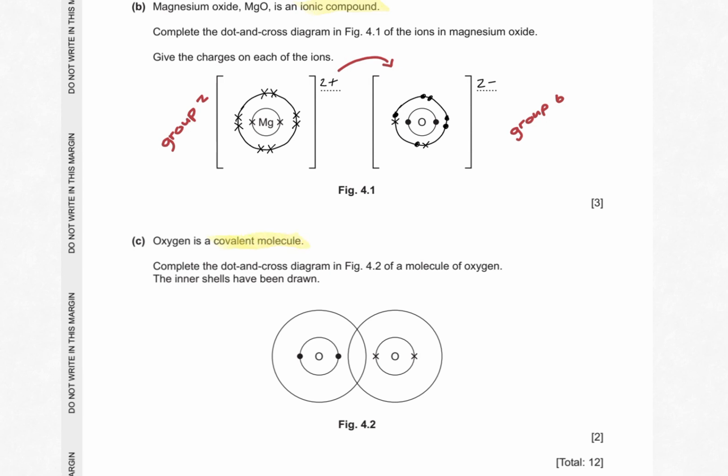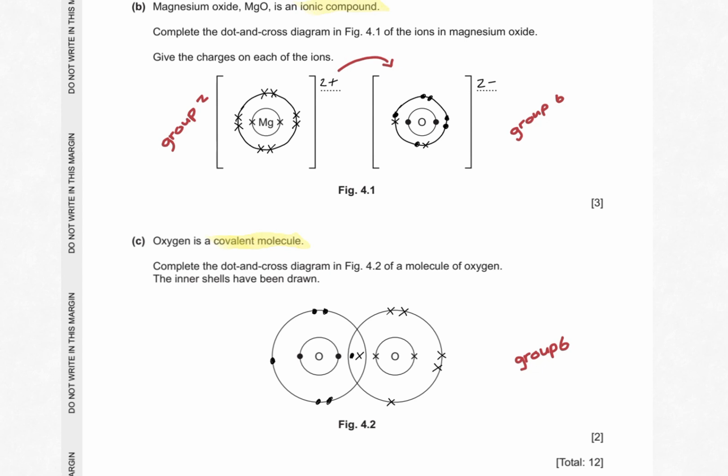Complete the dot and cross diagram in figure 4.2 of a molecule of oxygen. The inner shells have been drawn. So we already know that oxygen is from group 6, which means that each oxygen would have 6 electrons in its outer shell. So let's start with the oxygen on the left. We're going to draw dots in a circular motion starting at the top. So 1, 2, 3, 4, 5, 6. And then for the crosses on the right, we're going to do the same. 1, 2, 3, 4, 5, 6.